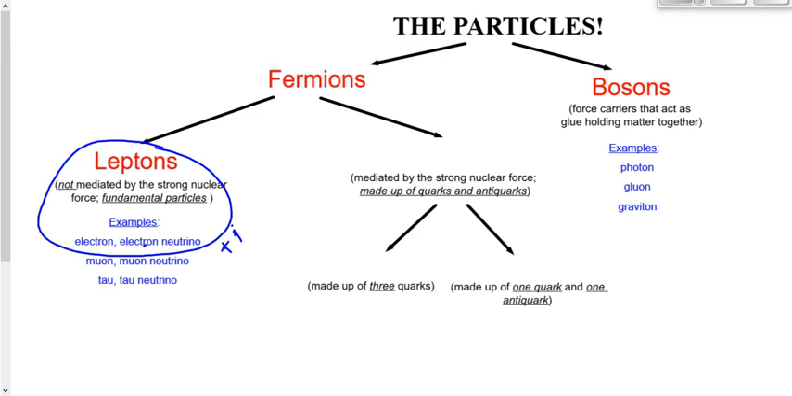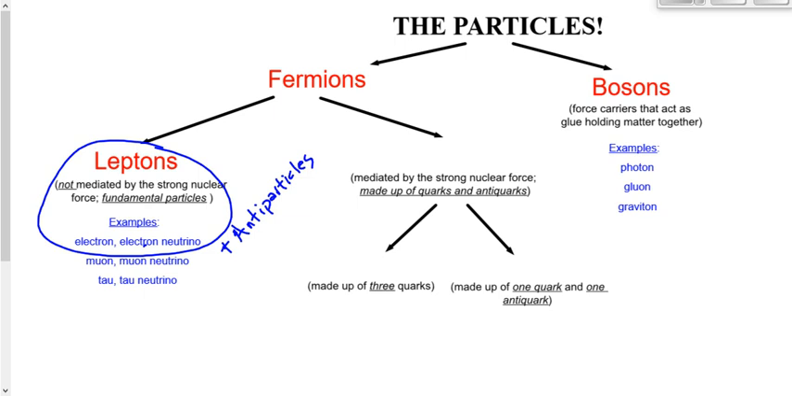What's the antiparticle of an electron? Quick, antiparticle of an electron is a positron, and the antiparticle of an electron neutrino would be an antineutrino, right? An electron antineutrino, which is the thing that's produced in beta negative decay.